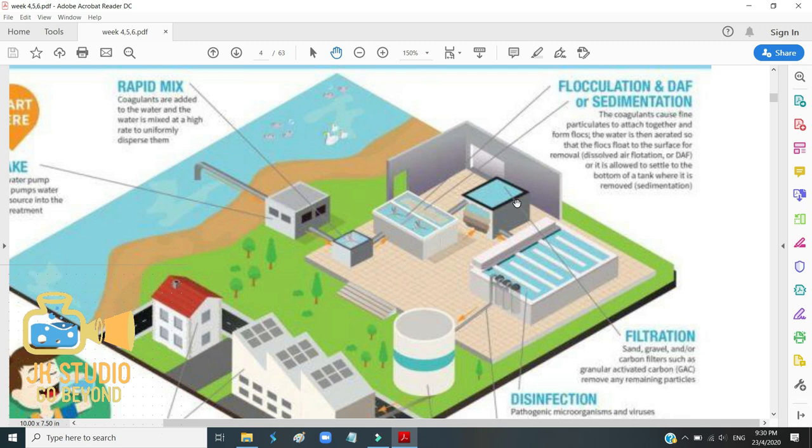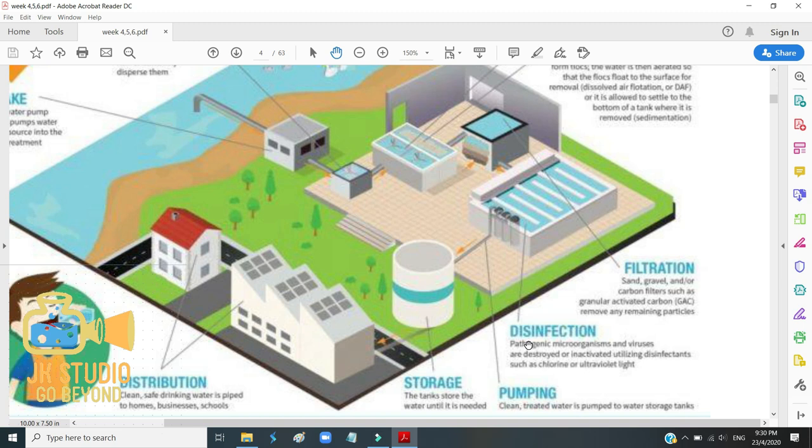After that, disinfection. The pathogenic microorganisms and viruses are destroyed or inactivated utilizing disinfectants such as chlorine or ultraviolet light. This helps to kill the microorganisms, the viruses, and bacteria that may be harmful to our body. And then it will be pumped to the water storage tank, and stored until it is needed for our homes, businesses, and schools.